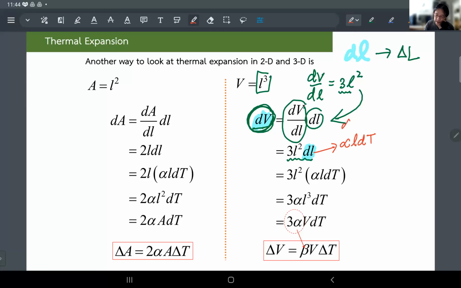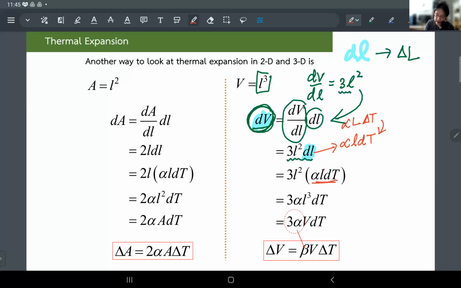It used to be alpha L delta T, but now I make everything happen as an infinitesimal, small change. Super, super duper small change. So that's alpha L dt. So I can turn this dL into alpha L dt.